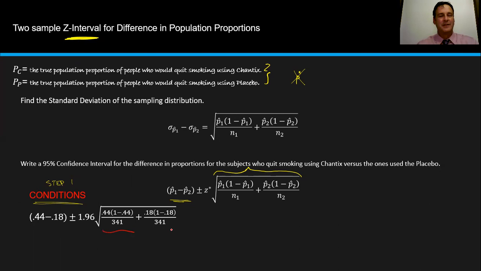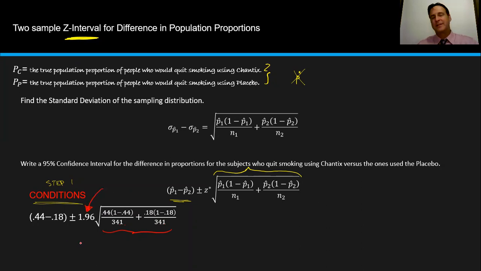This, again, is new work. Those 341s are our N's. We knew that. However, we're using the P's, our P hats from our respective sample data. Okay. So the first fraction is for the Chantix. The other one is for the placebo. Okay. Now, what is this?